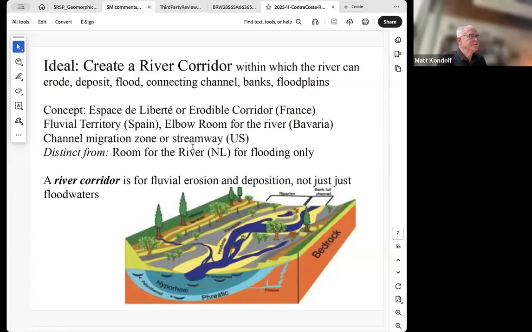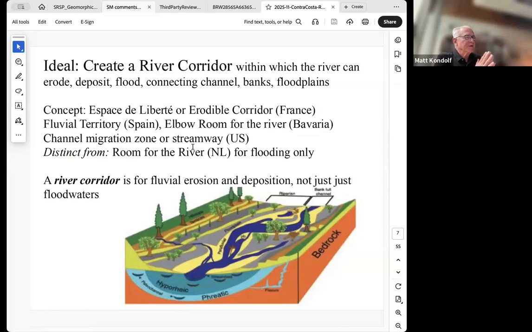And this concept is increasingly adopted, especially in Europe, but there are different terms for it, the espace de liberté or erodible corridor or fluvial territory. In Bavaria, they talk about elbow room for the river. In the US, in Washington State, they have a whole program for channel migration zones. In Vermont, they call it the streamway.